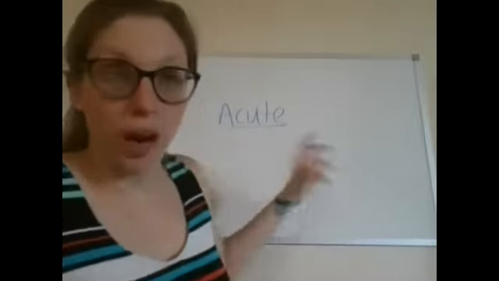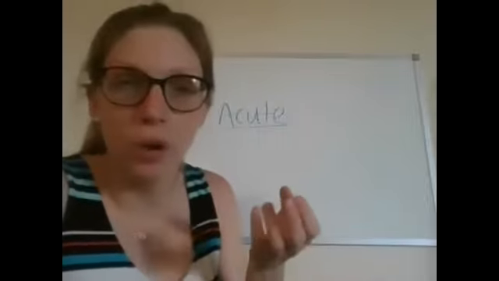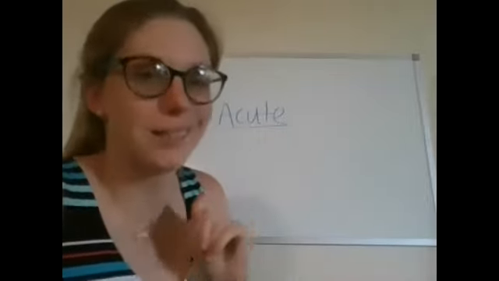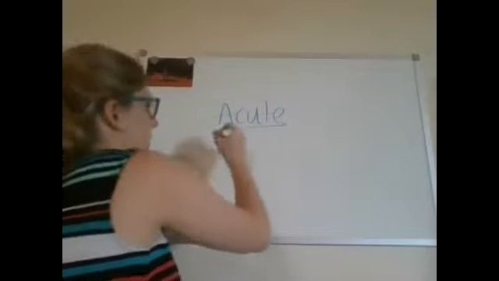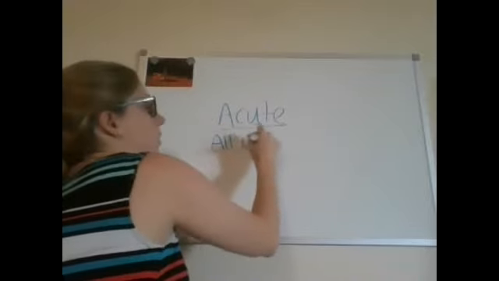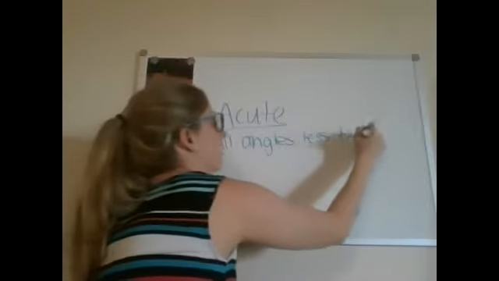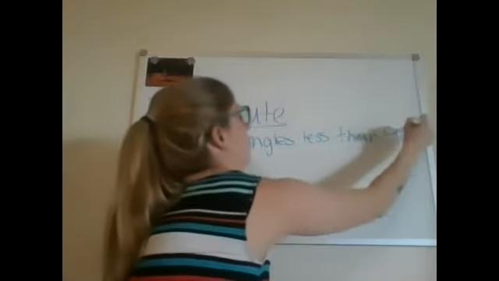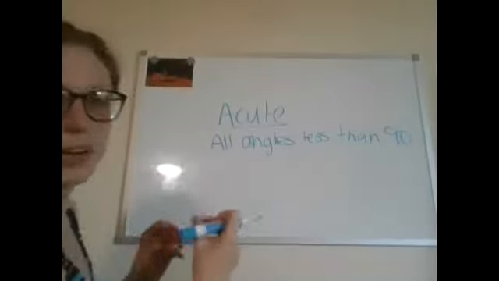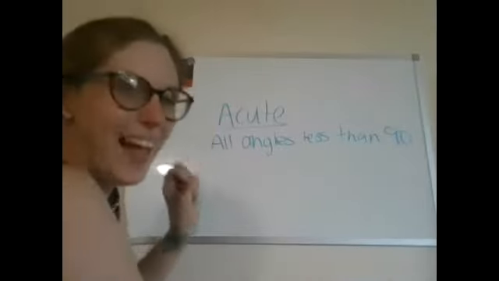So an acute triangle would be a triangle where all of its angles are less than 90 degrees. All angles less than 90. Because they're little and they're a cute little triangle.